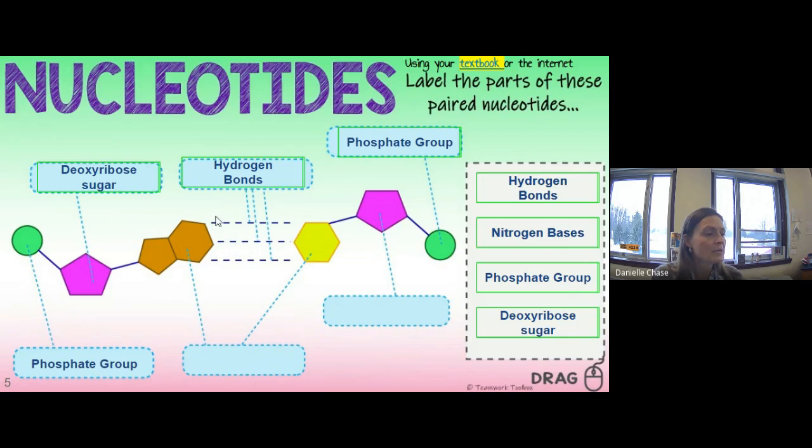The double ring shape and the single ring shape here, those are both nitrogen bases. They're 2 different types. And then our pink pentagon is our deoxyribose sugar. So make sure you have those labeled correctly. It looks like when I walked around, you guys all had them pretty accurate. Good.